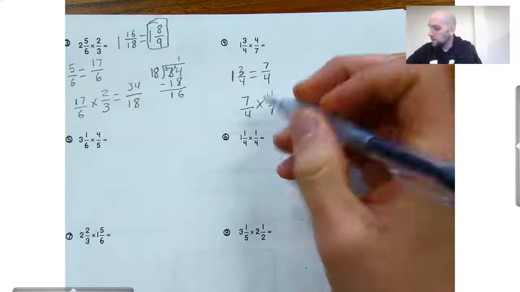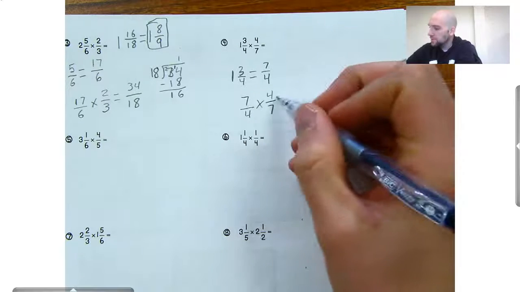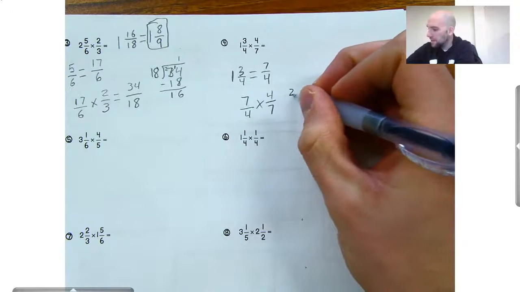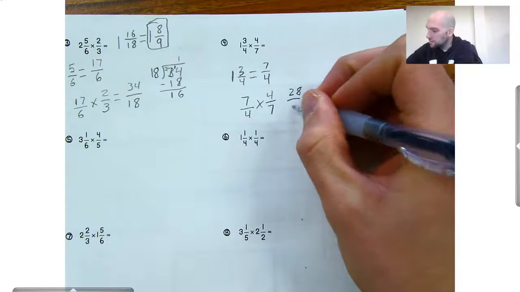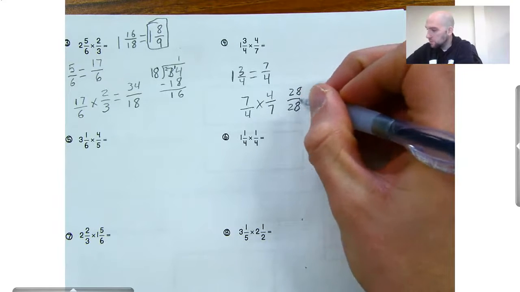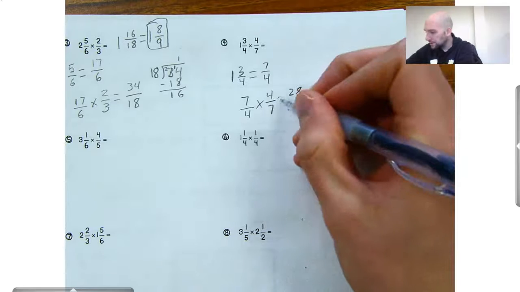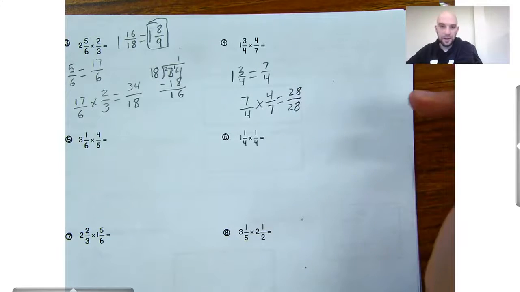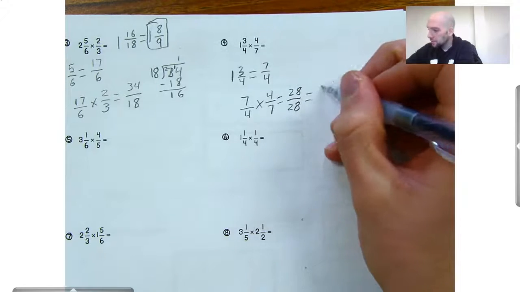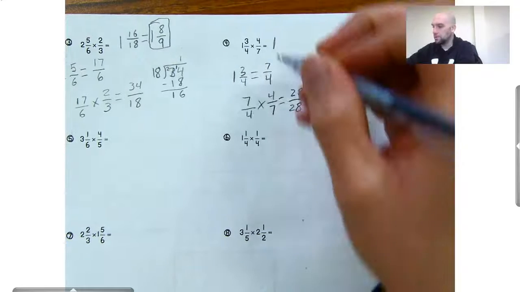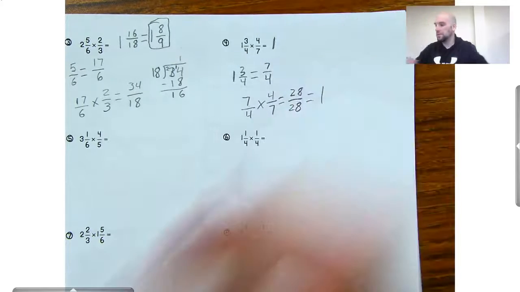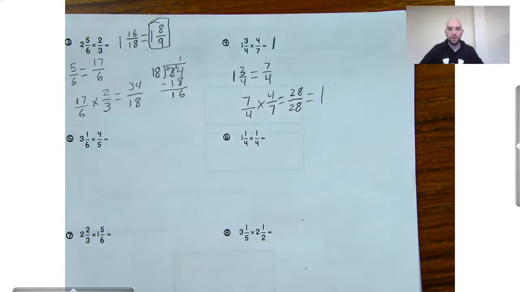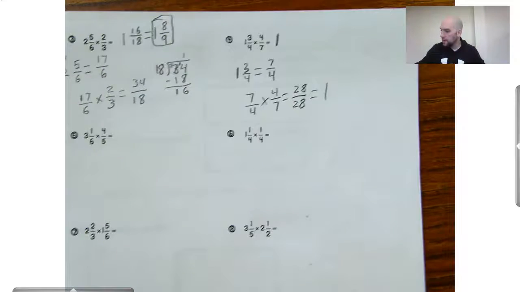Well, this will be an interesting one because we're going to have 7 times 4 is 28, and 4 times 7 is 28. And we're going to have 28 28ths, and 28 28ths is 1. So our answer here is going to be 1. 4 sevenths of 1 and 3/4 is just 1 whole. Kind of neat how that worked out.